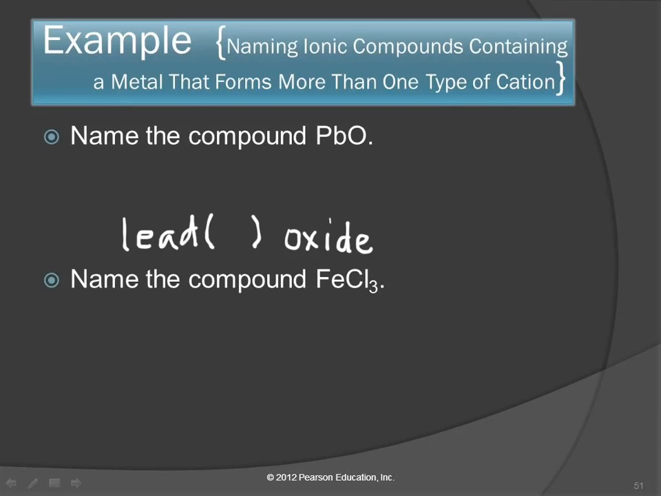So now what we have to do is we look at these guys. We've got 1 lead and we've got 1 oxygen. We know the charge of oxygen from the periodic table. It's 2-. We have 1 of each, so the lead must be 2+. And so it's lead(II) oxide.